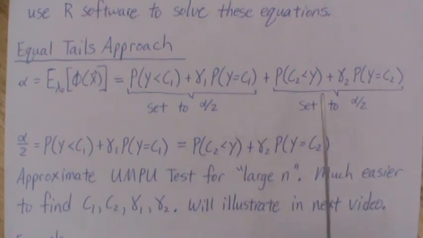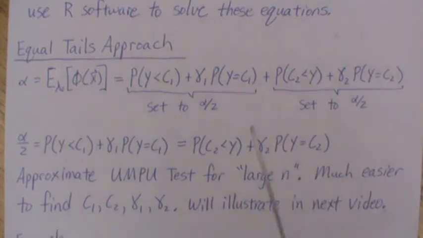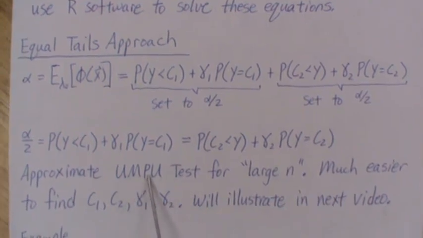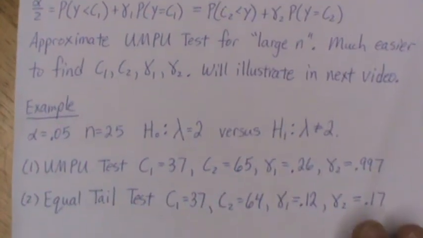In this approach, you can use the back of a book, a chi-square table, to find it. Whereas the first condition, you have to use a program or something to solve it. But it's only approximate, and so it's not unbiased. And what does that mean? It means when we're in the alternative region, the power function dips below alpha. And you'll see that in the graphical illustration in the next video.